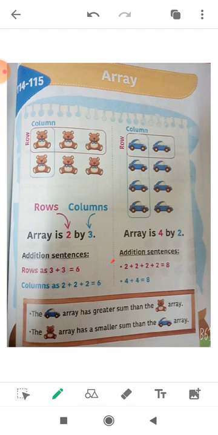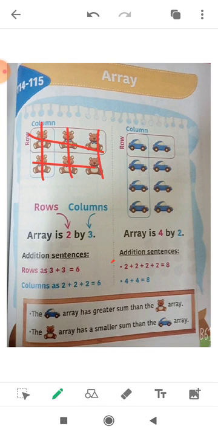Today we're gonna explain the array. Okay, what is the meaning of the array? The array consists of rows and columns. What are the rows? The rows are the horizontal lines like this, and the columns are the vertical lines.